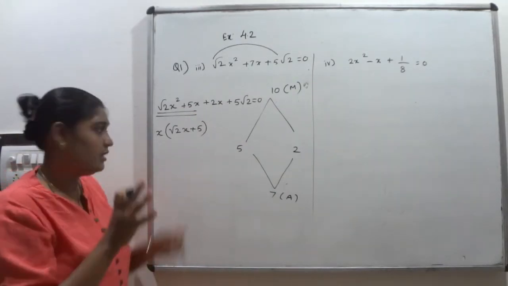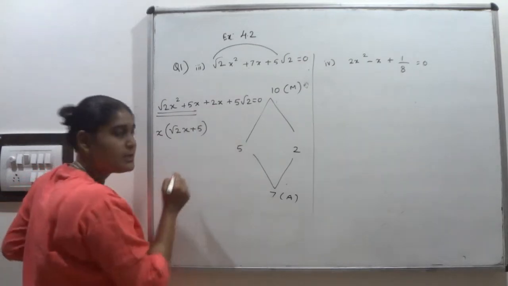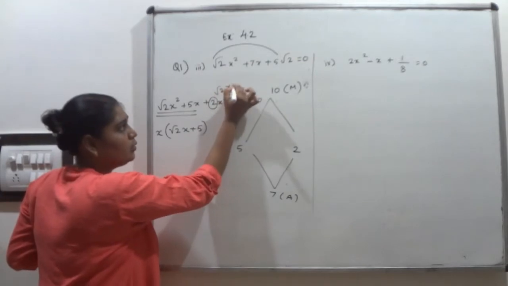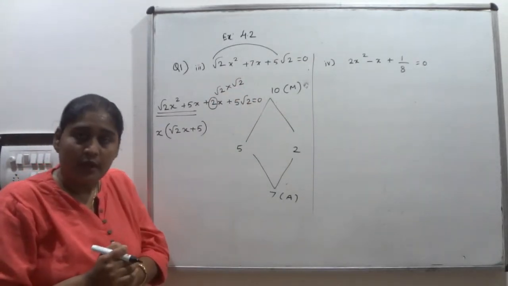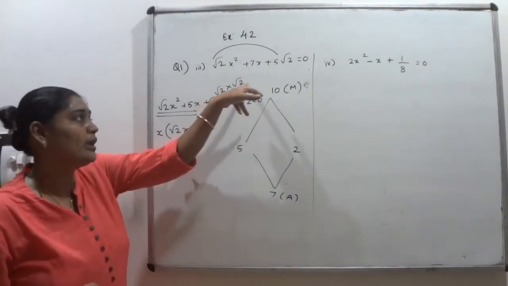Common factor I need, that is root 2x plus 5. Here what is there? Simply 2. So I am writing this as root 2 into root 2 so that I will get the common factor root 2x plus 5. That's why I have written this as root 2 into root 2.